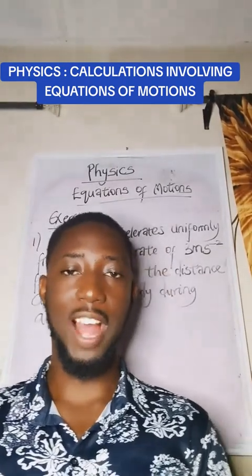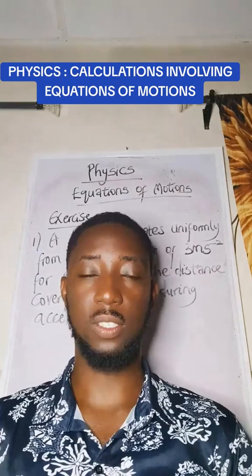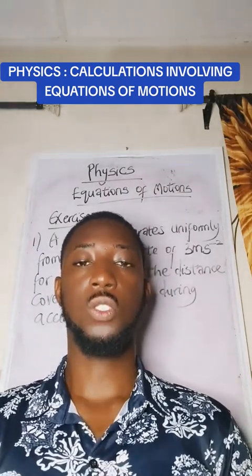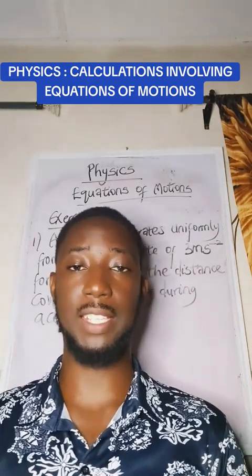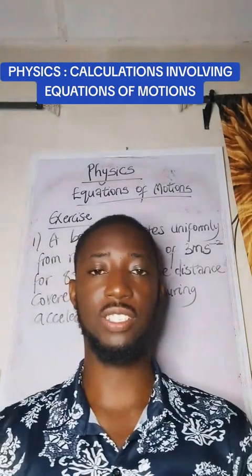On the board we have an exercise. We are only able to solve one question because the video is becoming too long. That was why I said to solve only one. So I'm going to give you an exercise for you to do. On the board I have: a body accelerates uniformly from rest at the rate of 3 meters per second squared for 8 seconds. Calculate the distance covered by the body during acceleration.